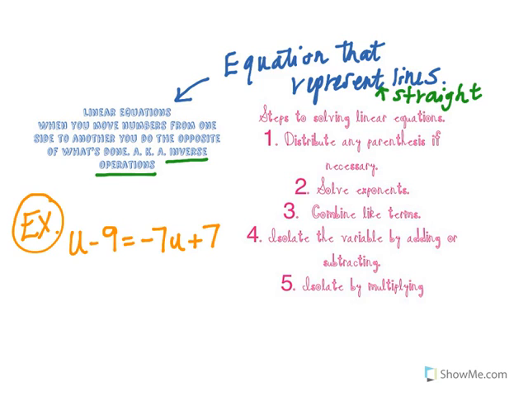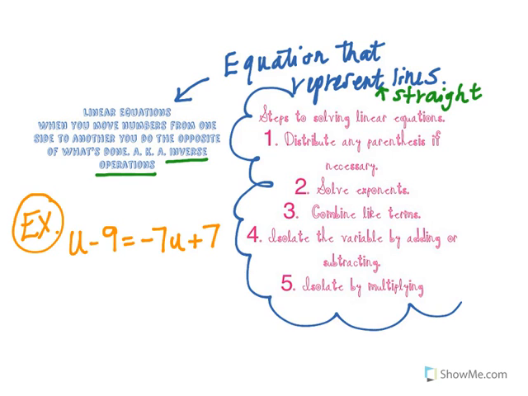Now here are the steps to solving the linear equations that we went over during second quarter. We solve them by distributing any parentheses if necessary. You solve the exponents, then you combine like terms, you isolate the variable by adding or subtracting, and then you isolate by multiplying or dividing.